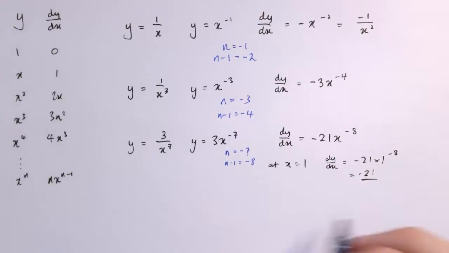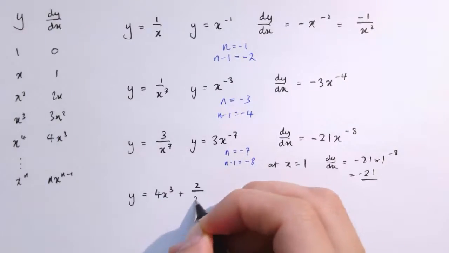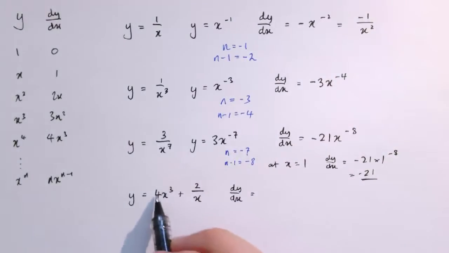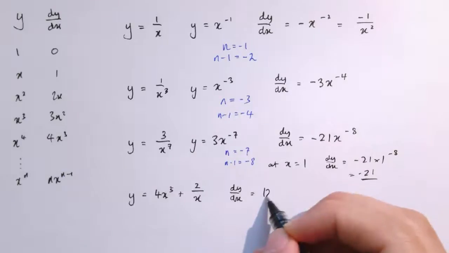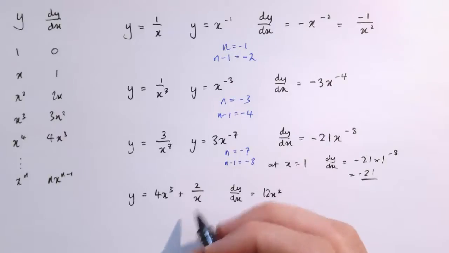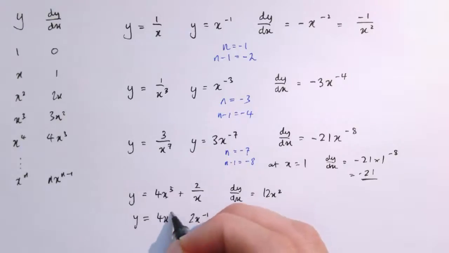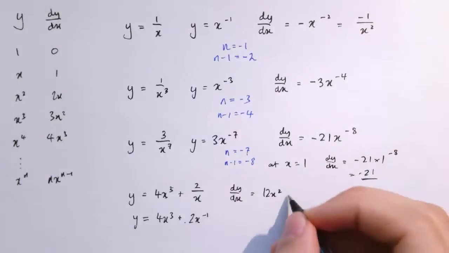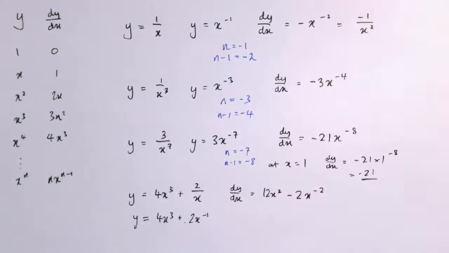One more then, so let's say I had y equals 4x cubed plus 2 over x. Well, dy by dx, I can differentiate these term by term. So 4x cubed, as before, differentiates to 12x squared, and 2 over x is 2x to the minus 1. So I can just differentiate that with n equals minus 1. Minus 1 multiplies out in front, so I get minus 2, and minus 1 reduces by 1 to minus 2. So that's really neat.